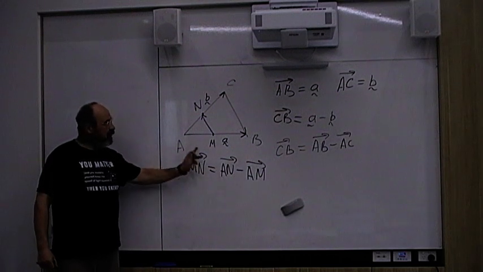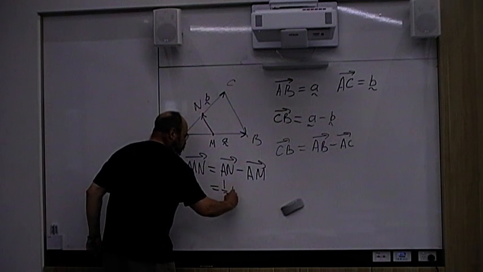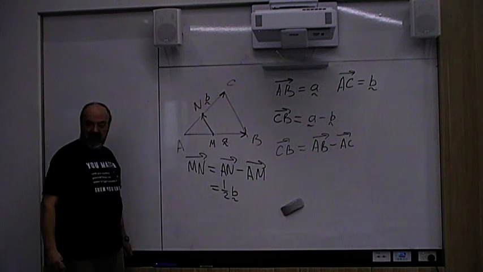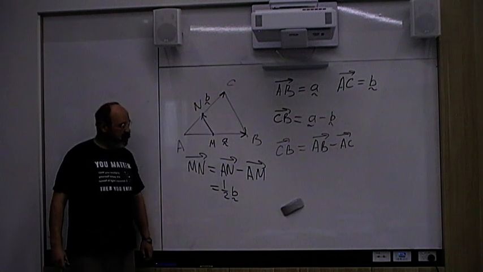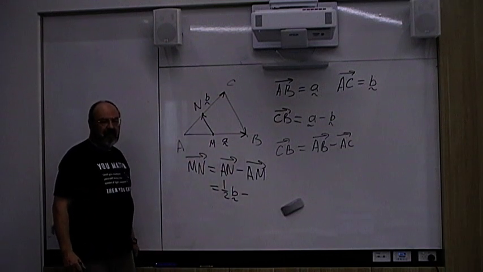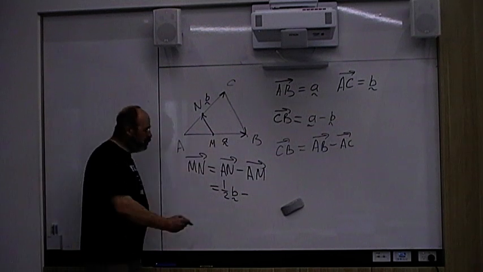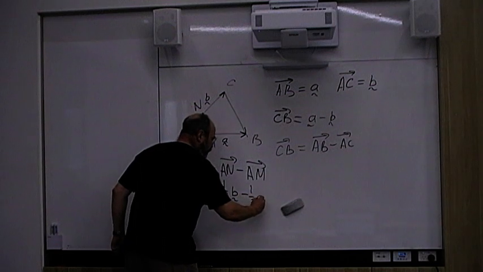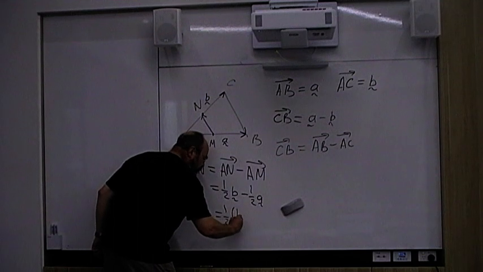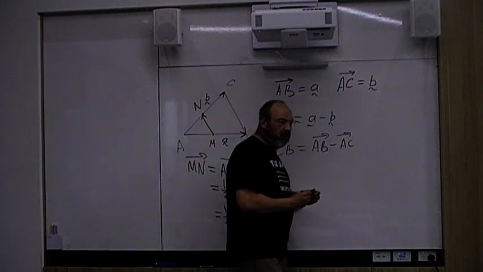And what is AN? Because it's a midpoint, this is a half of B. Vector AN is a half of the vector AC. It has the same direction, but half of the length. Minus, what will be AM? Half A. Minus 1/2 A. We can take 1/2 as a common factor, so 1/2 of B minus A. Make sense what we did?